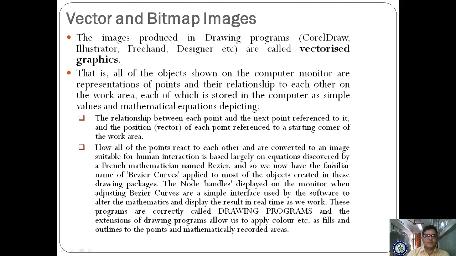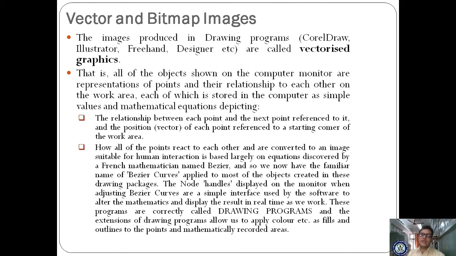Now we will see vector and bitmap images. Okay. The images produced in drawing programs such as CorelDRAW, Illustrator, Freehand, Designer, etc. are called vectorized graphics. That is, all of the objects shown on the computer monitor are representations of points. So here the nodes, as we have seen in the last picture, are showing us some points. They are the nodes actually.